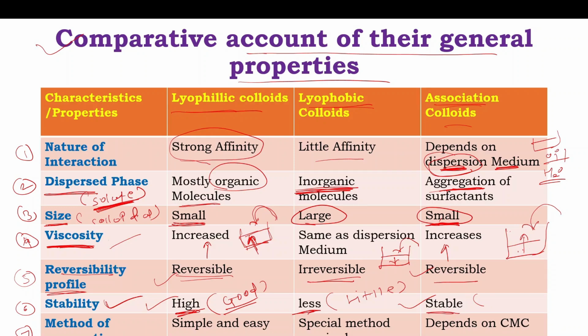Then method of preparation. Lyophilic colloid के लिए हम simple and easy methods choose कर सकते हैं because there is good interaction. Okay, but in case of lyophobic there is not good interaction or little interaction, so we require special methods to form the lyophobic colloids. And when we talk about association colloids, it depends upon the CMC. What is CMC? That is critical micellar concentration. So this is the comparative account of their general properties of colloids.